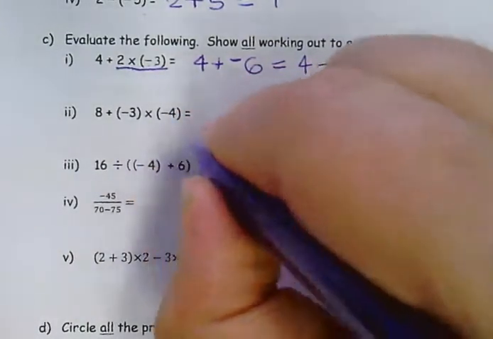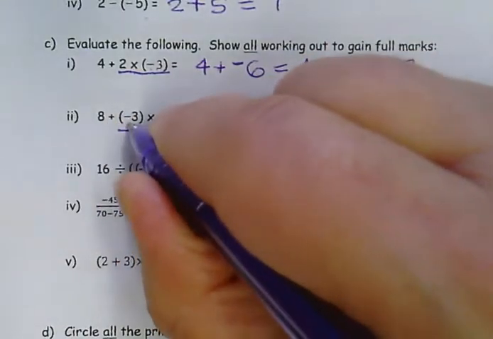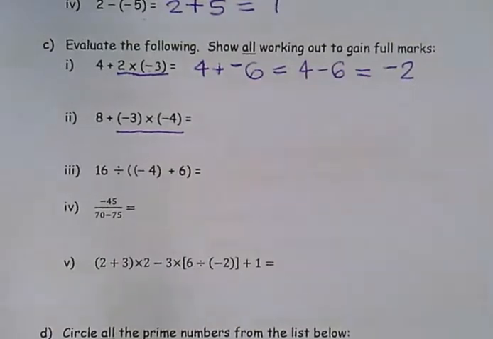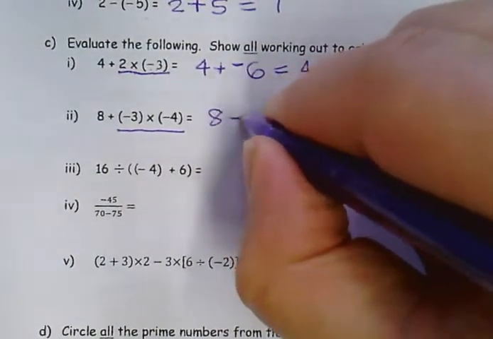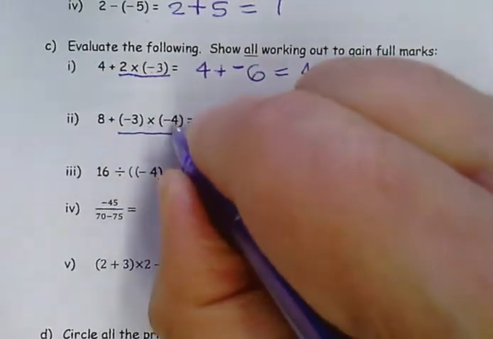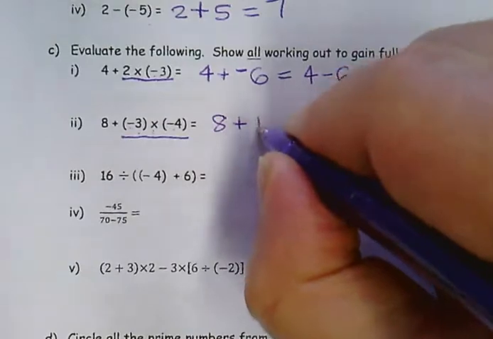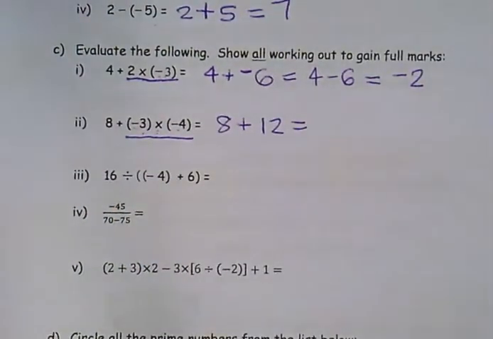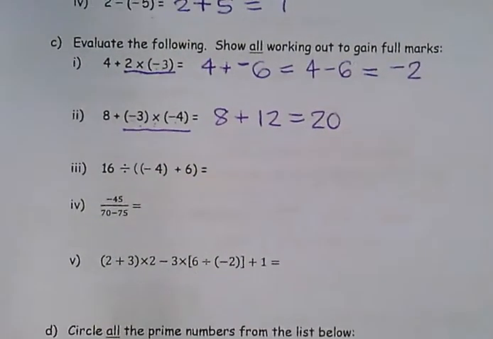Now the next question here, we've got 8 plus negative 3 times negative 4. Now, order of operations, you must do the multiplication first before the addition. So we've got 8 plus. Now, a negative times a negative is a positive. So negative 3 times negative 4 is positive 12. So 8 plus, the answer to this is positive 12. 8 plus 12 is 20. Okay, now the next question.